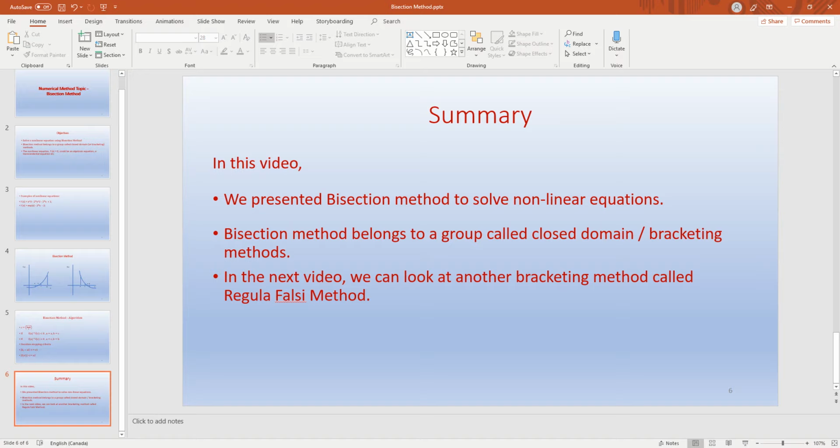To summarize, we presented the bisection method to solve nonlinear equations. The nonlinear equations can be in the form of algebraic equations, or in the form of transcendental equations, as discussed before. The bisection method belongs to a group called closed domain or bracketing methods. In the next video, we can look at another bracketing method called the regula falsi method, which is an improvement over the bisection method.